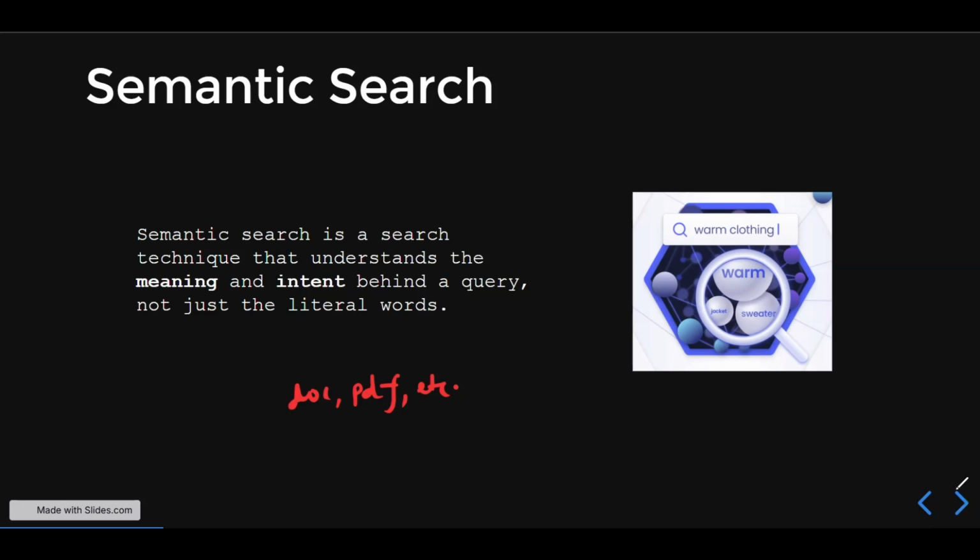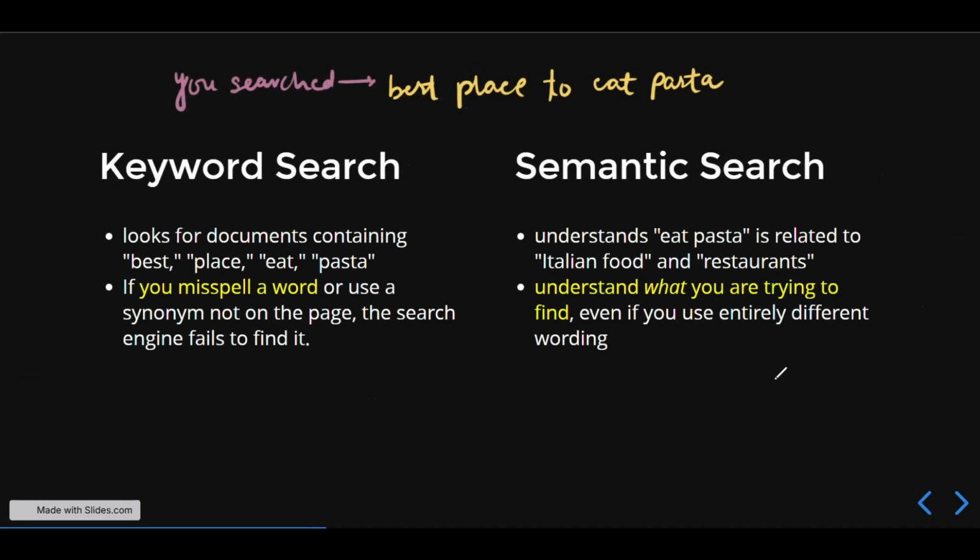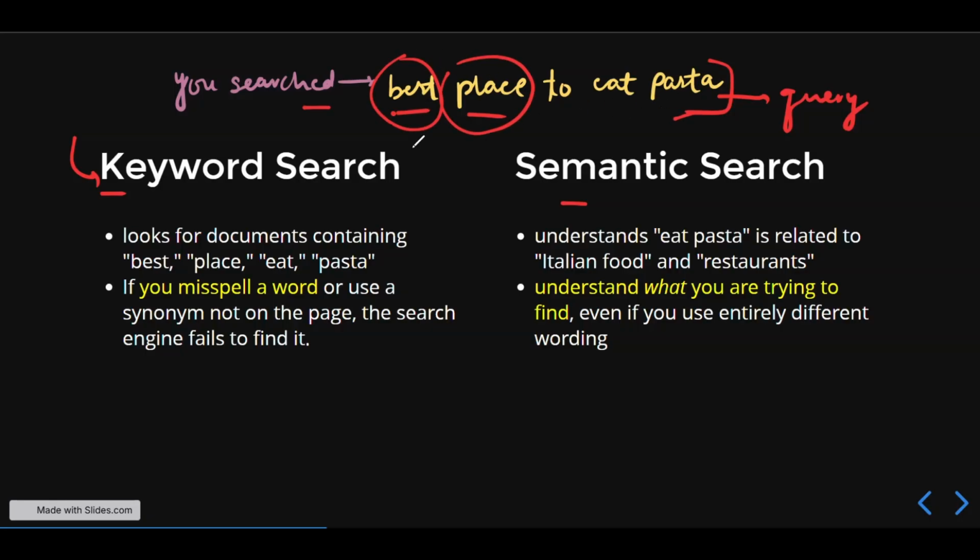Basically we have two types of searching, and we mostly do semantic search now. One is keyword search and the other is semantic search. For example, you have searched for "best place to eat pasta". In keyword search, what will happen? All the keywords in our query will get searched individually, like "best", "place", "pasta". It looks for the keywords.